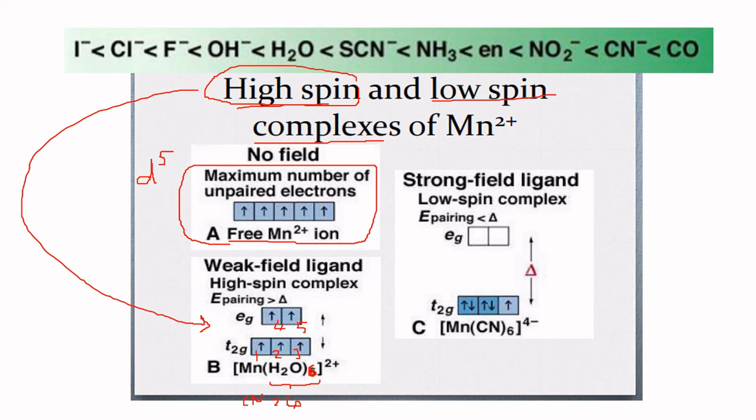Okay, the next example is when you have a strong field ligand. A strong field ligand normally gives low spin complexes. When you have low spin complexes, you know that the delta energy, the difference in energy, is very large. So what happens when you have 5 electrons in the d orbital, it will be arranged like this: 1, 2, 3, 4, and 5. So this is how you fill in electrons for a strong field ligand.